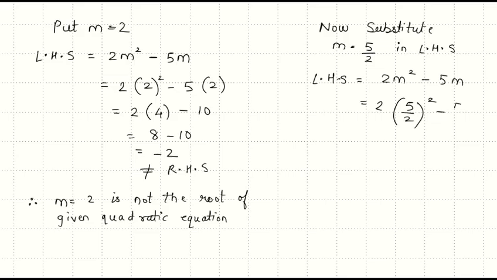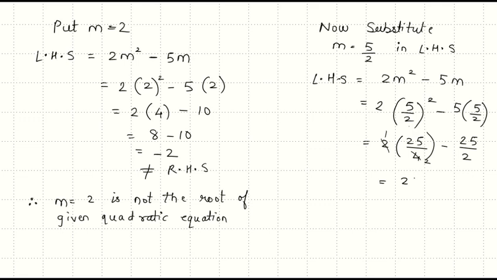Minus 5 into 5 upon 2 is equal to 2 into 25 upon 4 minus 5 into 5 is 25 upon 2. So here it is. Now we can cut this, because before opening the bracket, we cannot cut this 2 and 2 here. So here 2 ones are 2 and 2 twos are 4. This is the correct way.